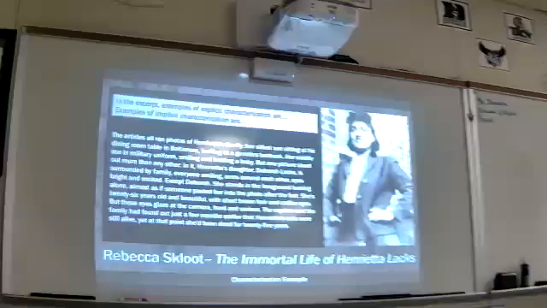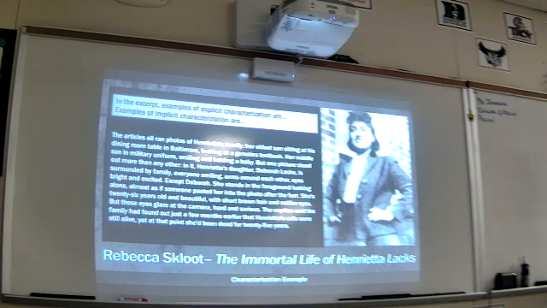Lacks was the unwitting source of these cells, taken from a tumor biopsy during treatment for cervical cancer in Baltimore, Maryland. They were cultured by George Otto Gey, who created the cell line known as HeLa, which is still used for medical research today. As was then the practice, no consent was obtained to culture her cells. Consistent with modern standards, neither she nor her family were compensated for their extraction or use.